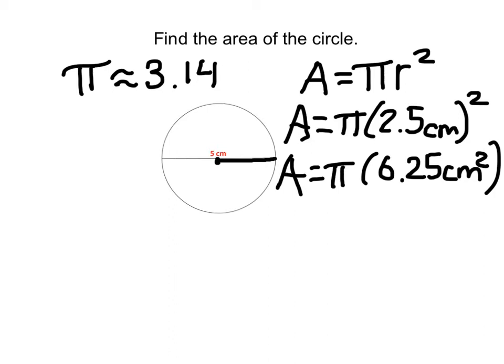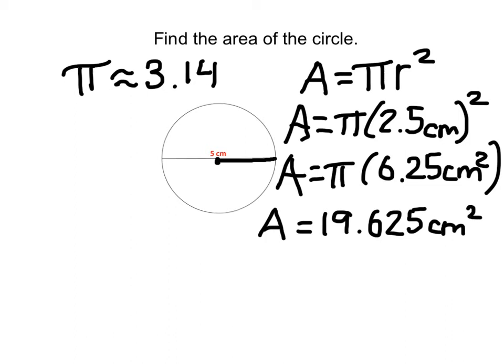All right, so 3.14 multiplied by 6.25. I'm going to do that on my calculator. So I get for my area 19.625 square centimeters. And the directions didn't tell me to round to a certain amount, so I'm just going to write what I have. All right, that's it.